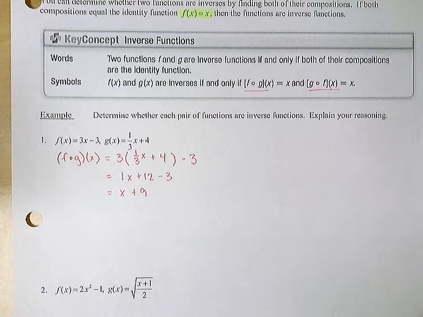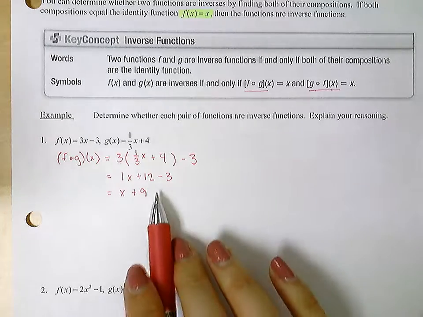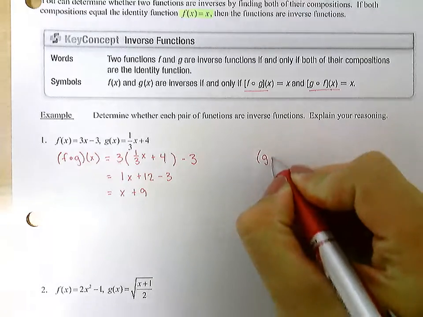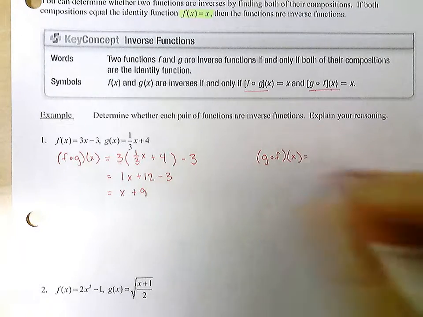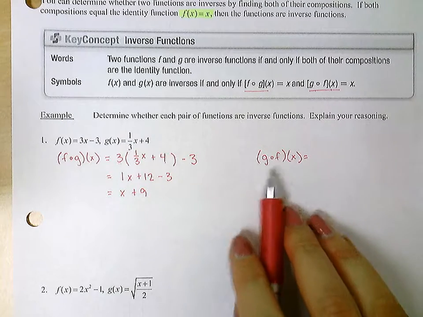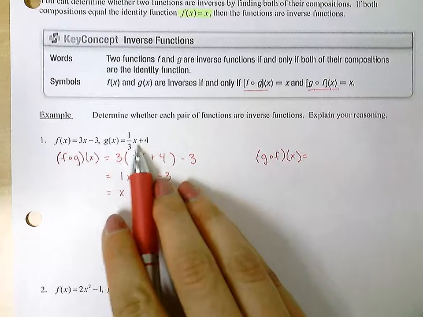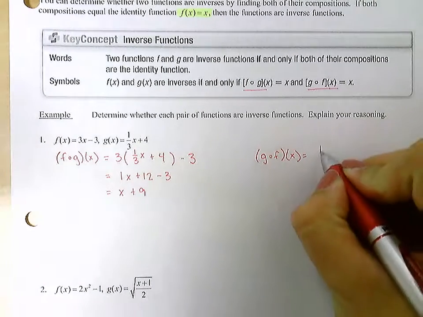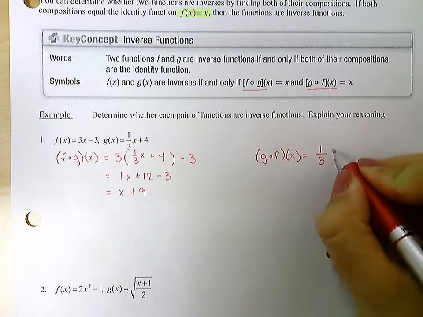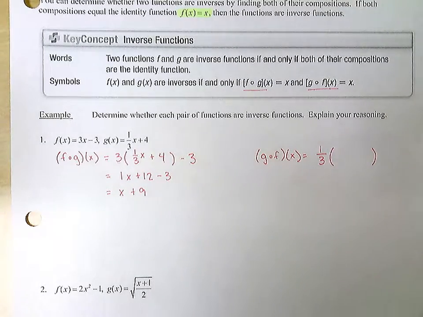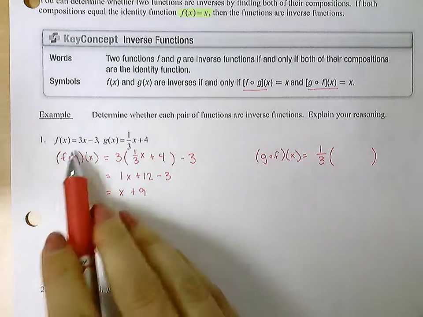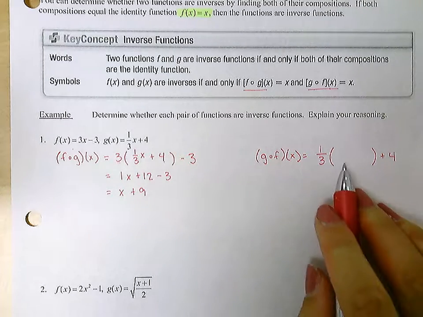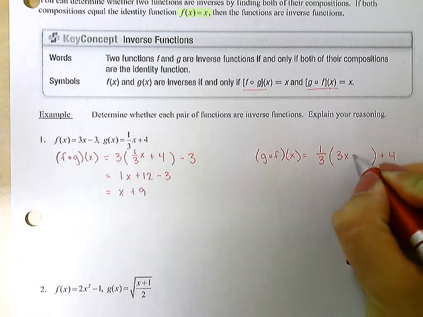I still want to check what g of f of x is, just in case I made a mistake here and somehow I ended up with just an x in g of f of x. Now I'm plugging in f of x for all the x's in g. So I have to plug in my f of x function for this x value in g. Starting off my g of x function, I have 1/3, here's where I have those open parentheses, that big space where I want to enter my f of x function, and then I have a plus 4. Now I can enter in my f of x function here. That is 3x minus 3.